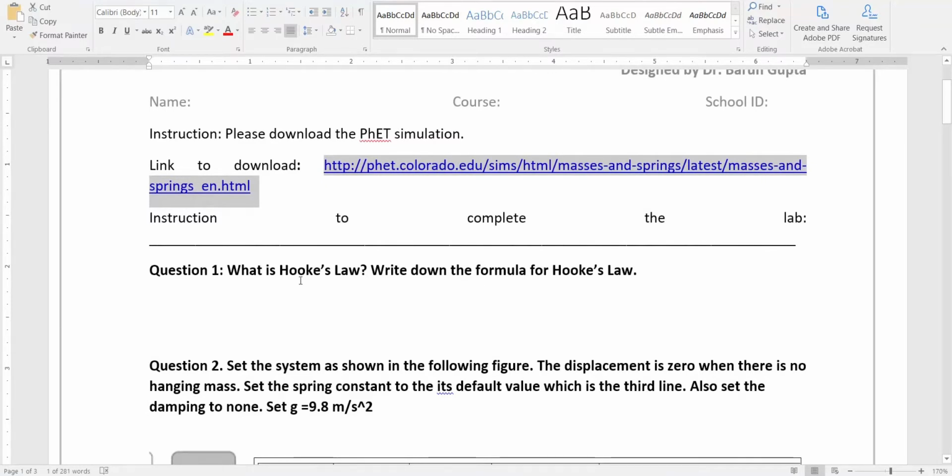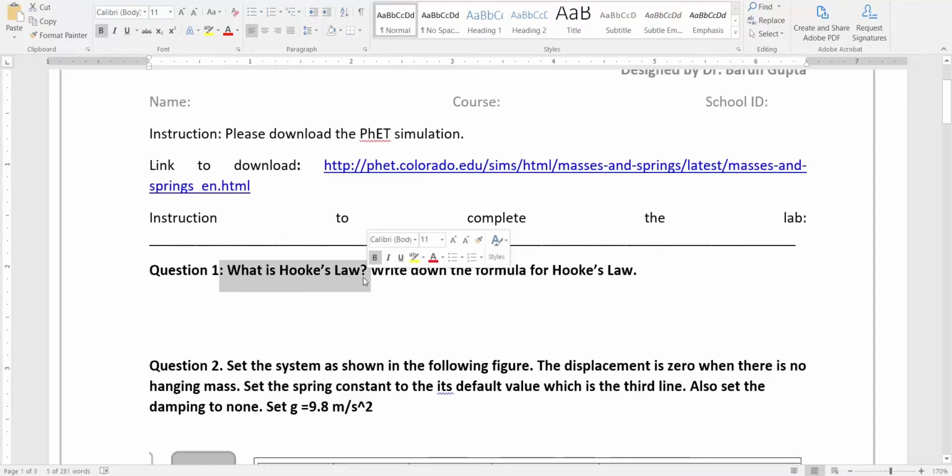The first question is, what is Hooke's law? You already have studied about the Hooke's law. Write down what you know about the Hooke's law, and also write down what the formula for Hooke's law is. In other words, what it's asking is, what is the relationship between the force and the displacement? Write down as much detail as you can in these questions.